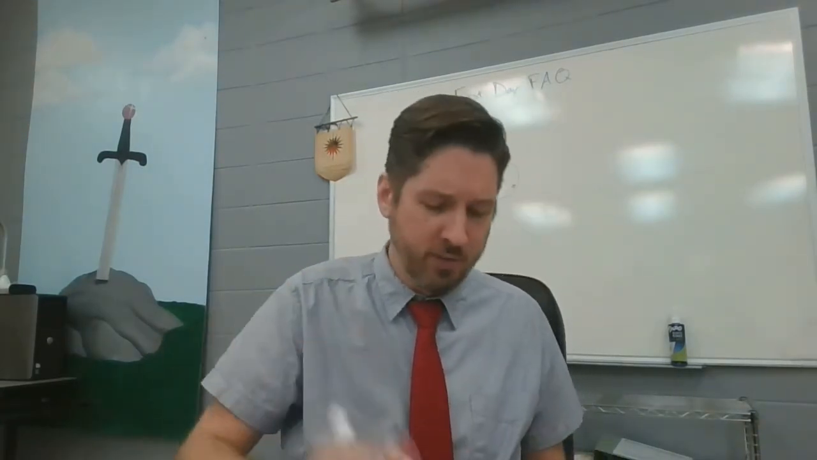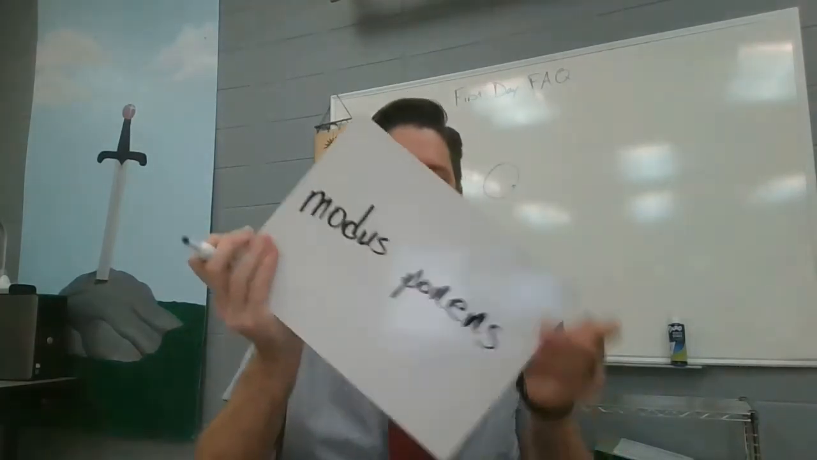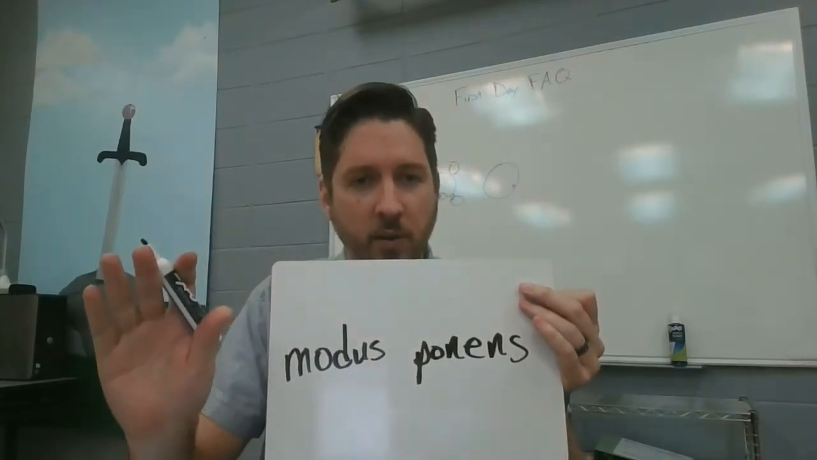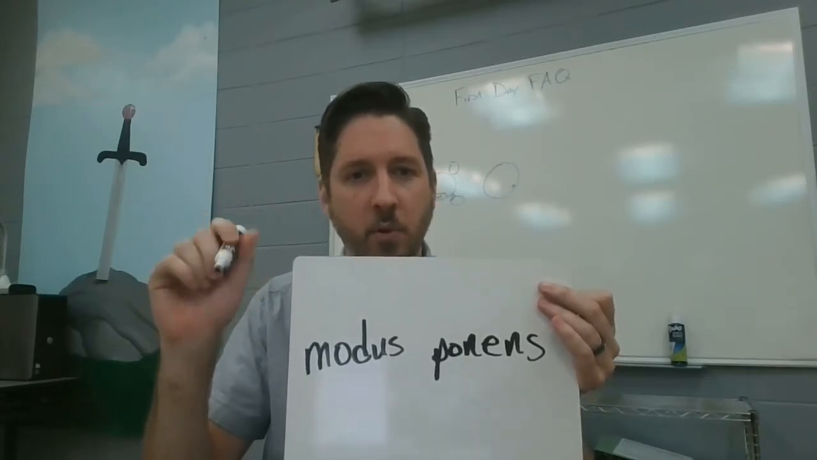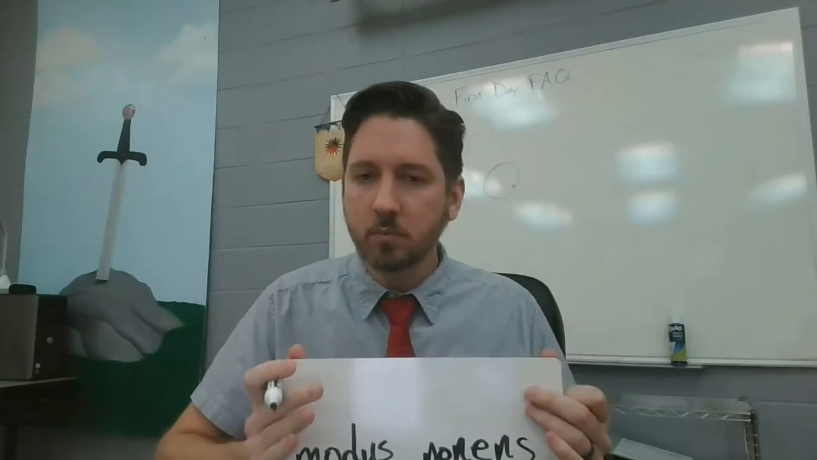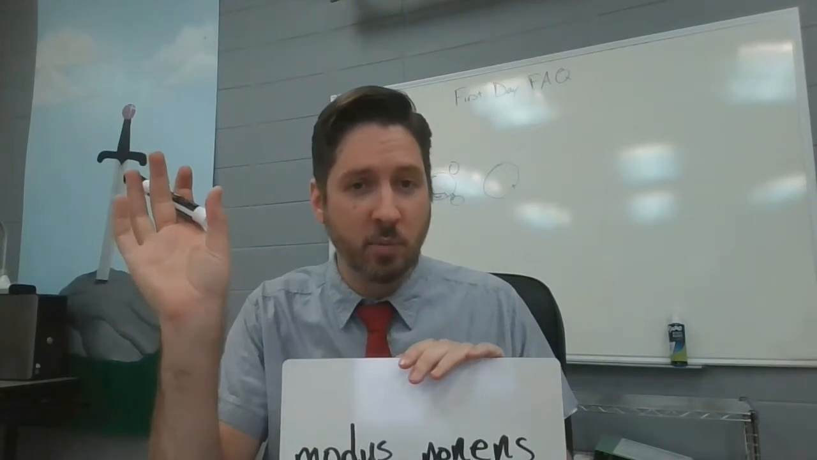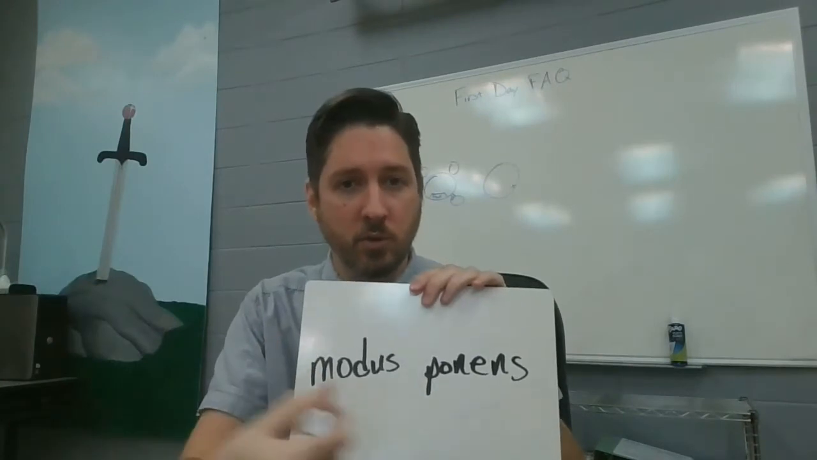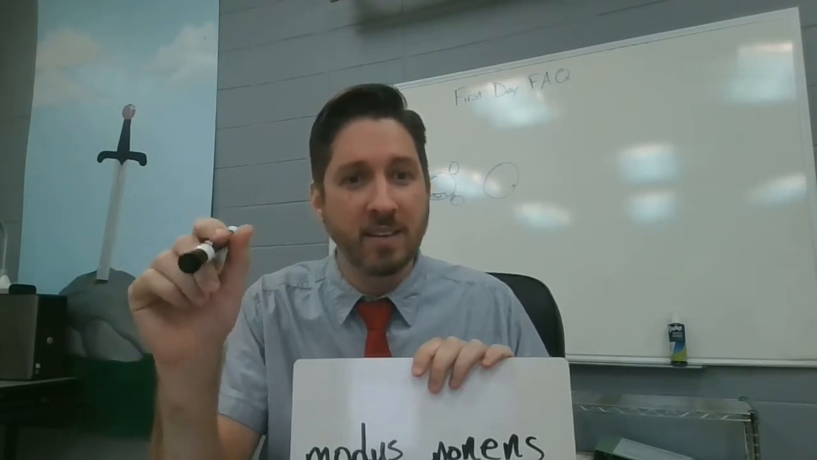First one, brace yourself, this is Latin, so I'm going to have to write it out for you. First one is modus ponens. Bam. Okay. A modus ponens argument, write this down, is when you affirm the antecedent. Okay, modus ponens is affirming the antecedent. What that means is in the first premise of the argument, I give you the if-then statement. In the second premise, I'm going to affirm the antecedent. So I'm going to tell you that the first thing did actually happen.